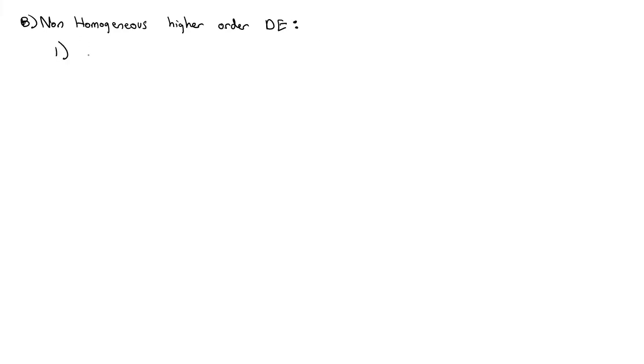So these are going to be of very similar form. We'll have a sub n times the nth derivative of y, plus a sub n minus 1 times the n minus 1 derivative of y, and so on, all the way down until we get to a sub 1 times y's first derivative plus a sub 0 times y.